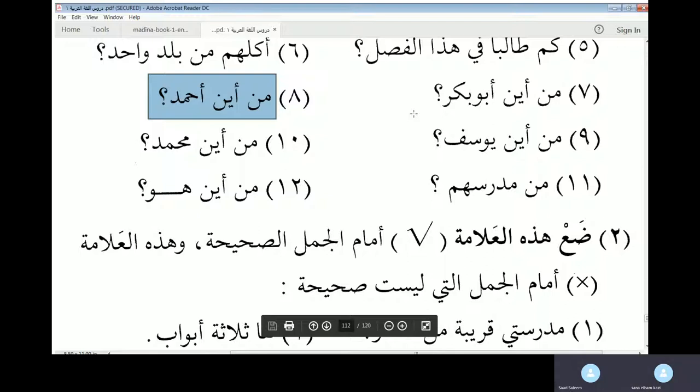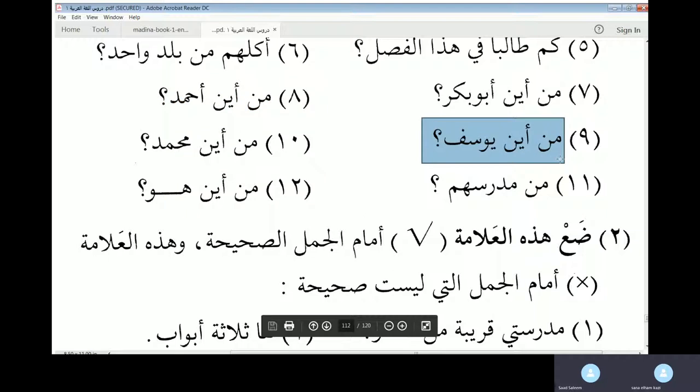Min aina Ahmadu? With Ahmad we can use Tanween? Okay. It is an Arabic name, but there is another reason you will study in the next chapter, inshallah. Where is Ahmad from? You have learned that with all the words which are on the pattern of Afalu, we cannot use Tanween. Ahmad is also on the pattern of Afalu, so no Tanween. Huwa minal Hindi. He is from India.